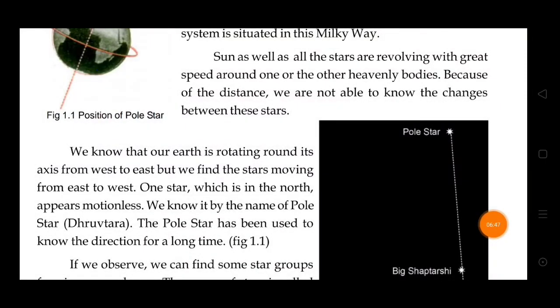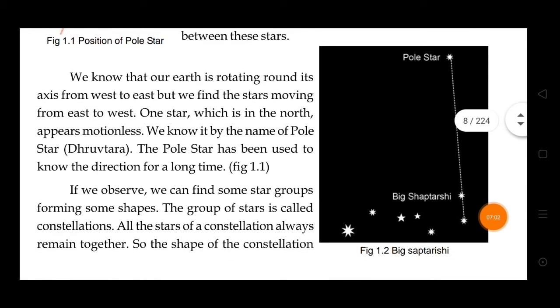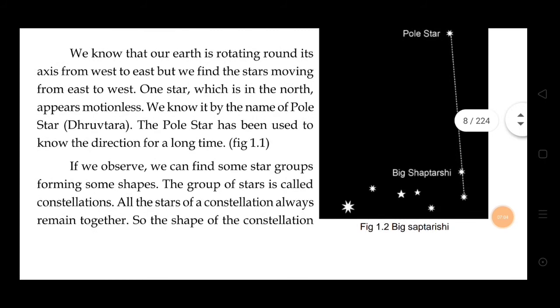The Sun as well as all the stars are revolving with great speed around one or the other heavenly bodies, but because of the distance, we are not able to know the changes. We know that our Earth is rotating around its axis from west to east, but we find stars moving from east to west. One star which is in the north appears motionless. We know it by the name of the pole star, Dhruv Tara. The pole star has been used to know the direction for a long time.